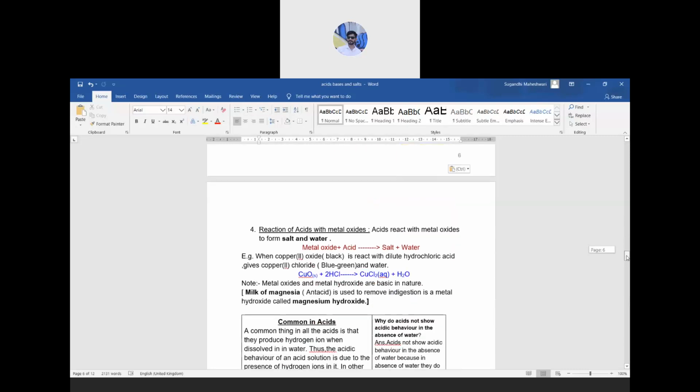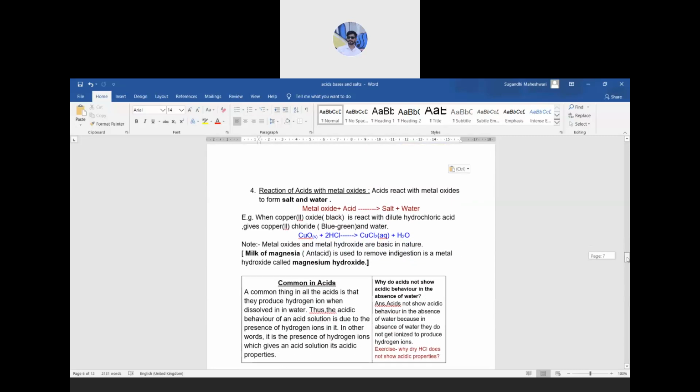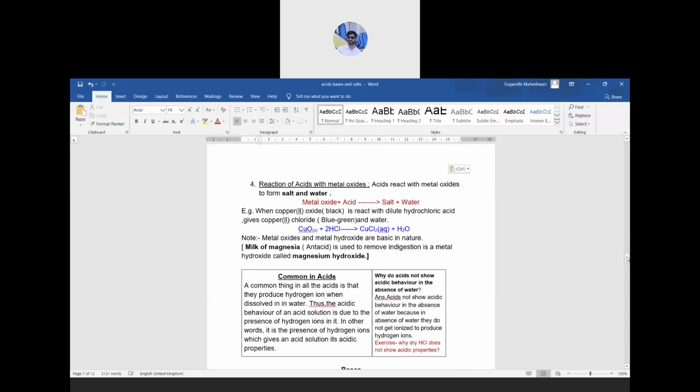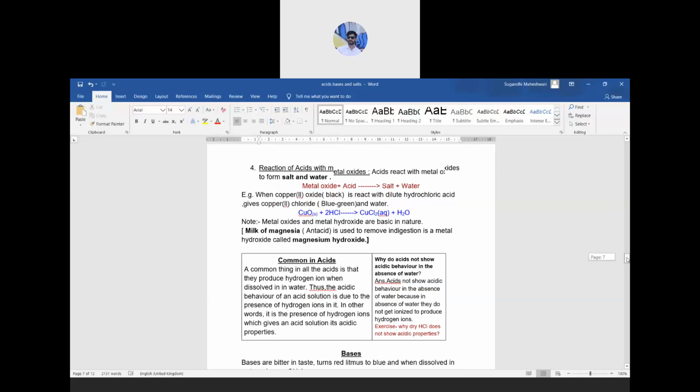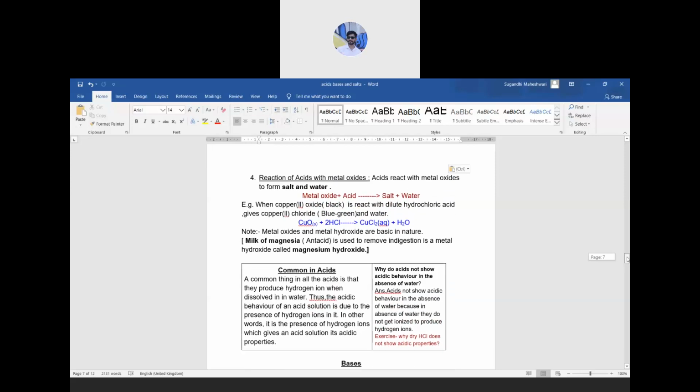Next property is reaction of acids with metal oxides. Acid reacts with metal oxide to form salt and water. As you can see in the example, copper oxide plus HCl gives copper chloride plus water. Metal oxides and metal hydroxides are basic in nature. Milk of magnesia is a very common example. We will learn about milk of magnesia in detail when we discuss the importance of pH in daily life.